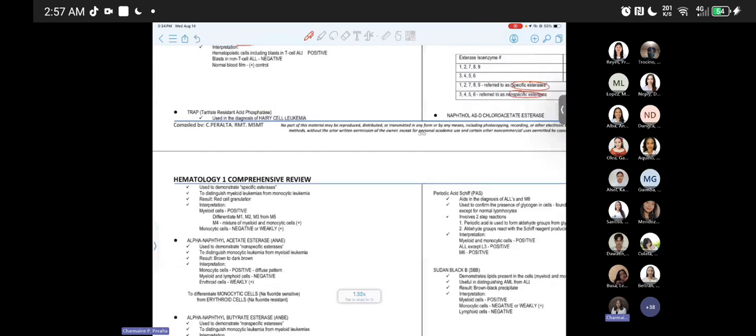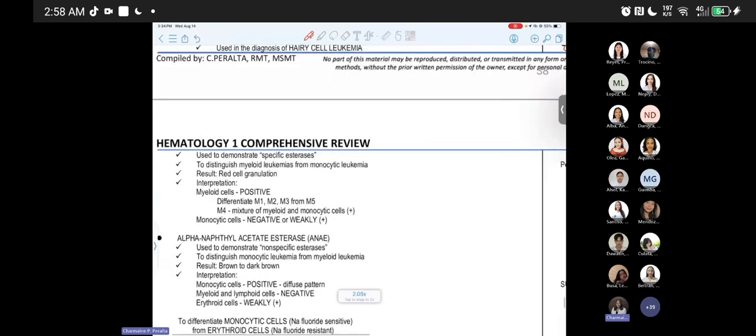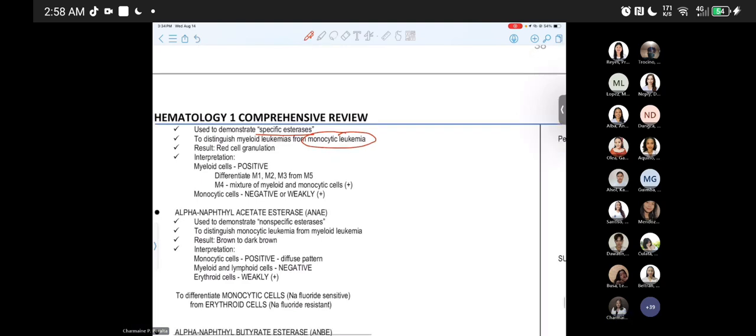So we have naphthol ASD chloroacetate esterase. Again, si chloroacetate is specific esterase, so it is used to rule in monocytic leukemia kasi strongly positive si monocyte sa chloroacetate.